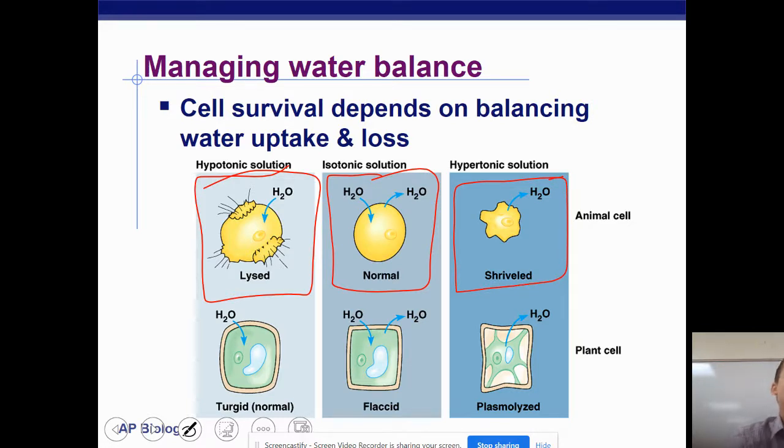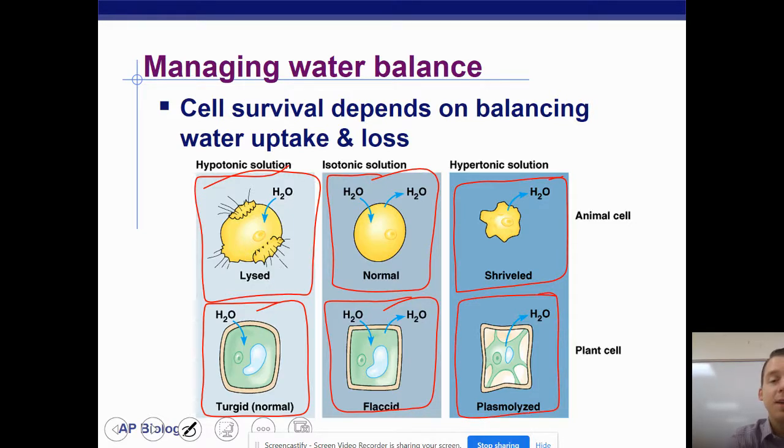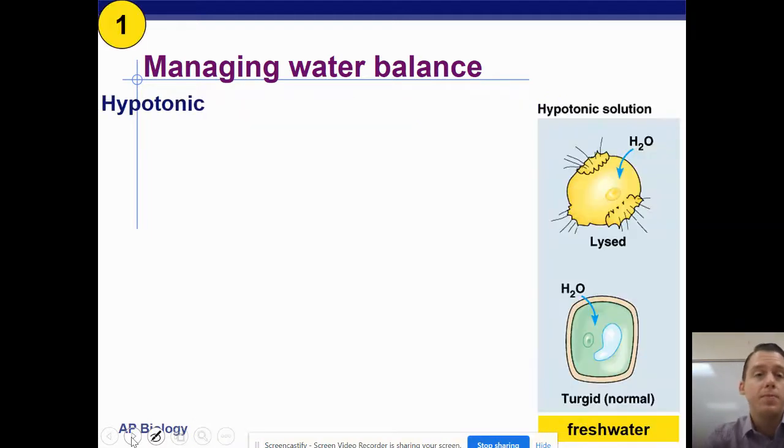Meanwhile, for a plant cell, normal is when there is lots and lots of water coming in. In an isotonic solution, that's not ideal, but really bad is a hypertonic solution where the cell is plasmolyzed because it has lost so much water. We'll talk about what causes that to happen in a little bit. A hypotonic solution would be fresh water. An isotonic solution is balanced. And a hypertonic solution is going to be something very salty or very sugary.